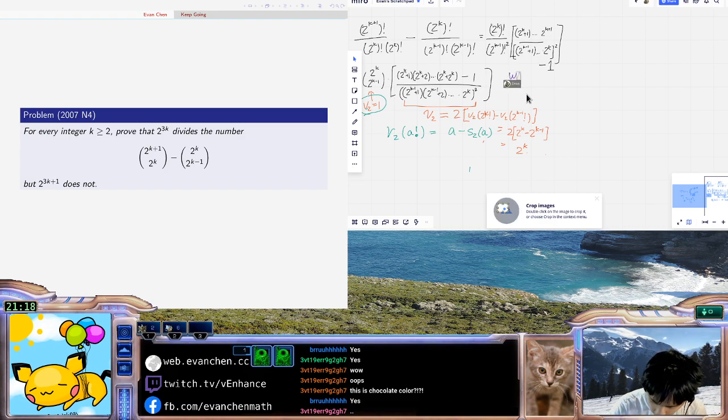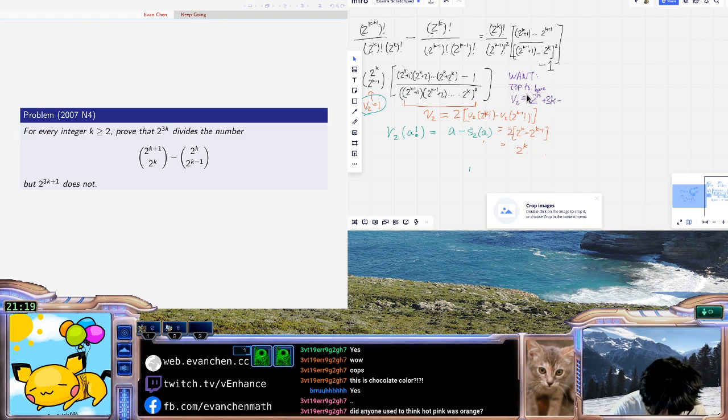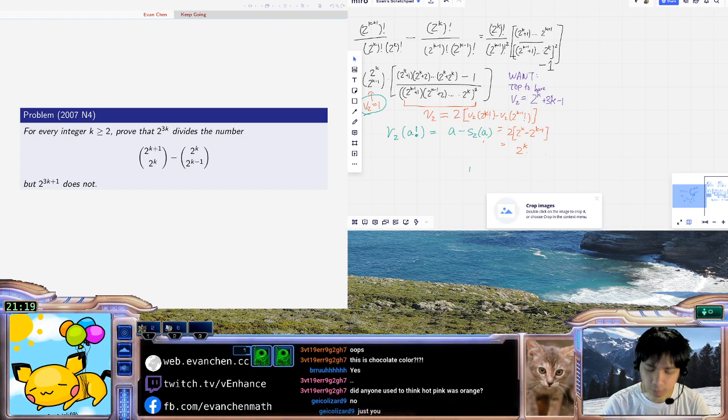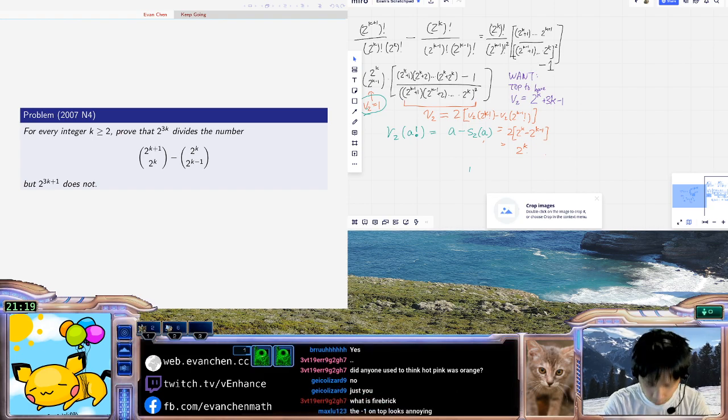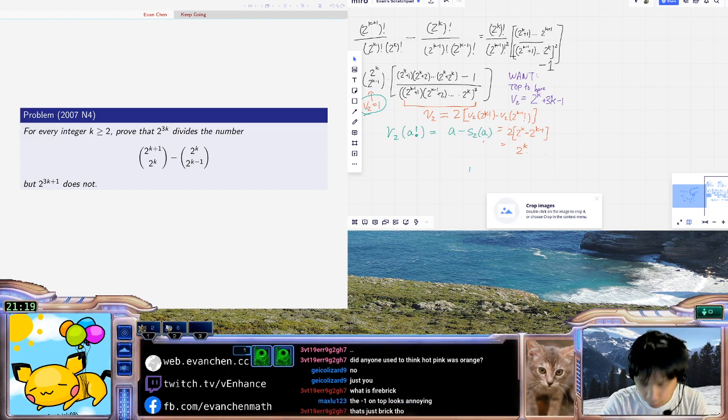So we want the top to have v2 equal to 2^k plus 3k, and then plus 1 minus 1. Okay, so we strip away the stuff that doesn't really matter, and it boils down to the following. It's 2^k plus 1, 2^k plus 2, and so on up to 2^k plus 2^k minus 1. We want this to equal 2^k plus 3k minus 1.